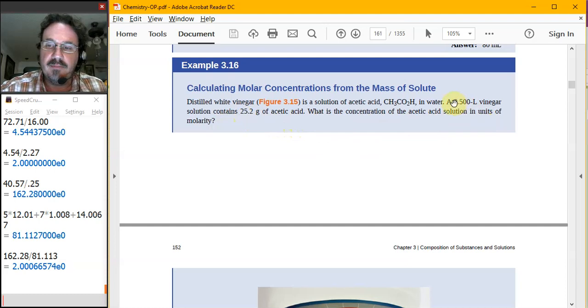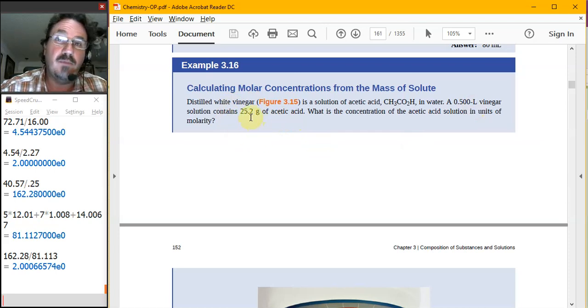I know the volume. It's 0.5 liters. That's good. To get molarity, I'm going to need the top of that fraction, which is moles of solute. The solute is acetic acid, but I don't know moles. I know 25.2 grams of acetic acid. I've got to convert this to moles.